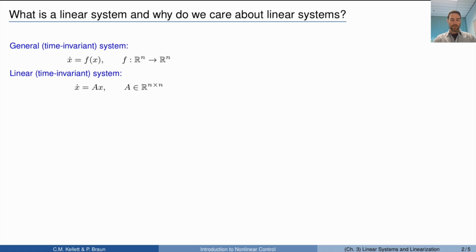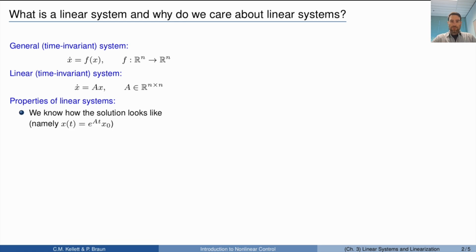Okay, a general, potentially nonlinear system is described here through x dot is equal to f of x, f being a function from R^n to R^n. A specific system of this form could be expressed as x dot is equal to A times x, where now f of x is just this matrix multiplication here, and in this case we have a linear time invariant system. So the linear time invariant system is a special case of the general time invariant nonlinear system.